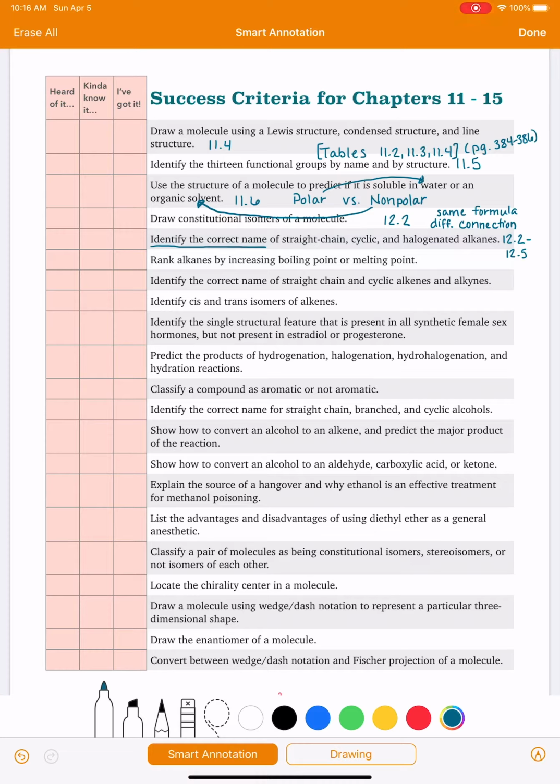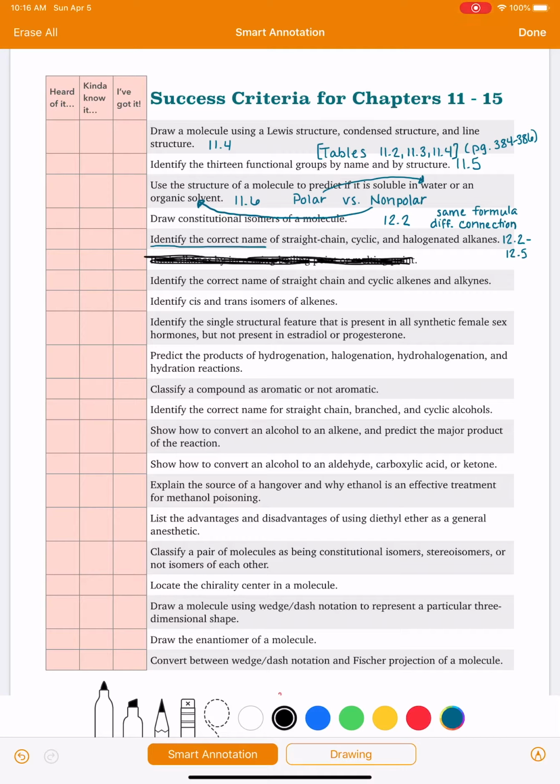The next thing, ranking alkanes by increasing boiling or melting point. That is actually a topic that's not being covered in the online version of this class. This is something that was tied to a lab that you would have done if we were in person. So for us this quarter, that is not something that you're going to see show up.